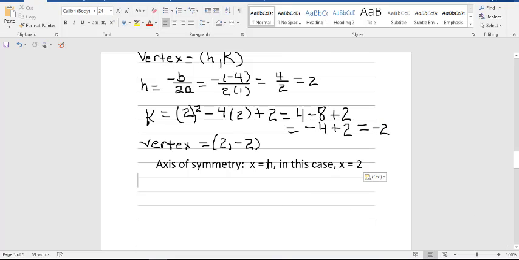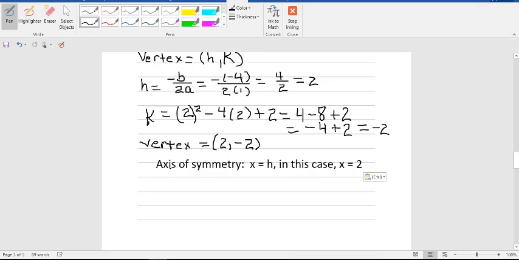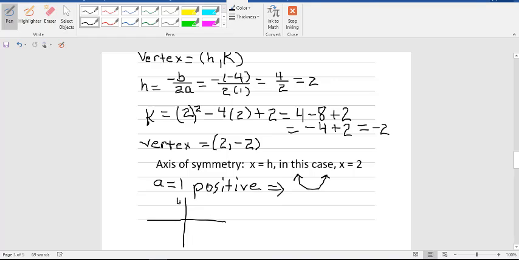All right, the axis of symmetry is the vertical line whose equation is x equal h. In this case, that's x equal to 2, since our h was 2. A is 1, which is positive, so the parabola opens upward. I'm going to make a makeshift graph, plot the vertex, which is the point where x is 2 and y is negative 2. So from the origin, I move 2 units right and then 2 units down and make my point. So the parabola is going to open upward.